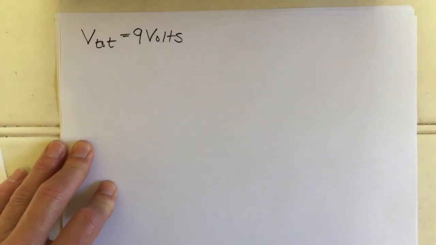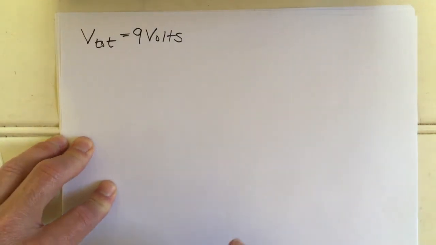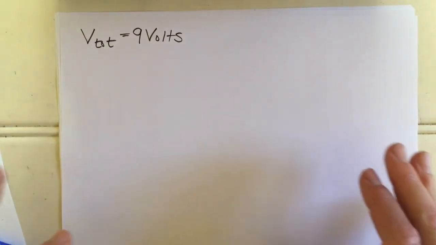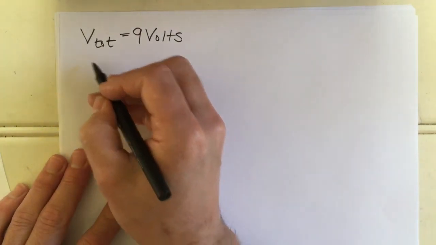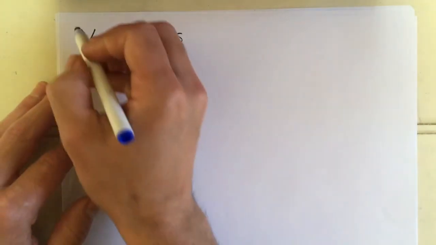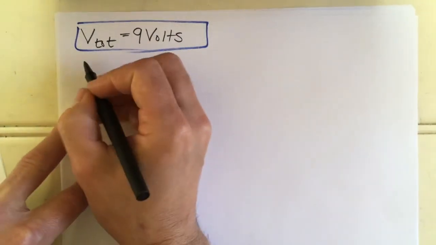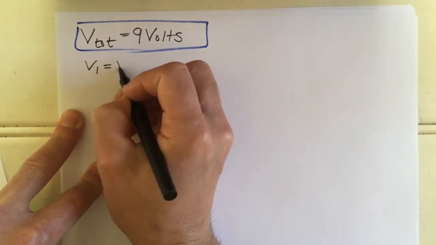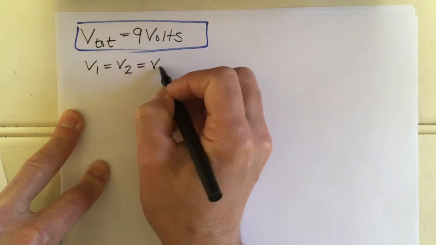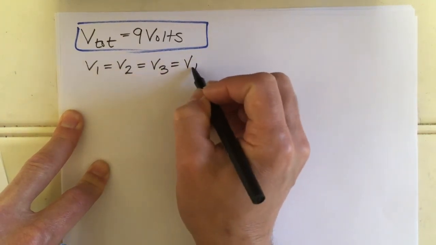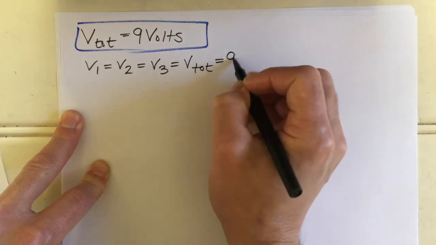All right, next question. What is the voltage across bulb 1, bulb 2, and bulb 3? Well, you would say V1 equals V2 is equal to V3 is equal to V total is equal to 9 volts.